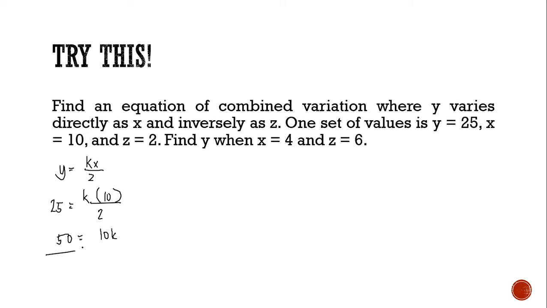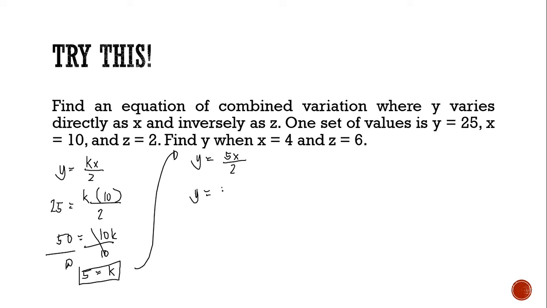And then after this, divide both sides by 10. Therefore, you'll be having 5 as the value of our k. Next one is we have to write down our equation of variation. So it would be y is equal to 5x over z. And then we have to find the value of y when x is equal to 4 and z is equal to 6. So y is equal to 5 times 4 over 6.